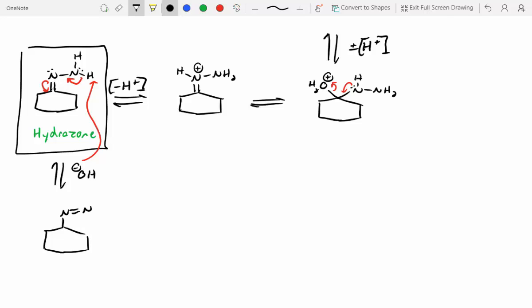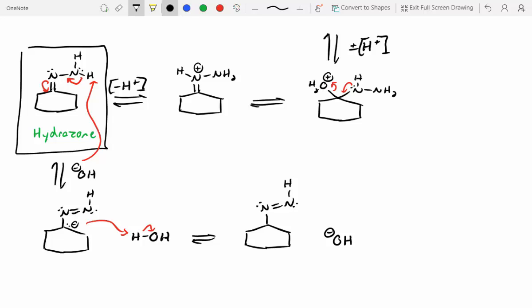So now we've got the nitrogen-nitrogen double bond. But this carbon's now got a negative charge on it. We formed water during this reaction. So this carbon will quickly grab a proton back from the water. We're almost there, but we've reformed our hydroxide.